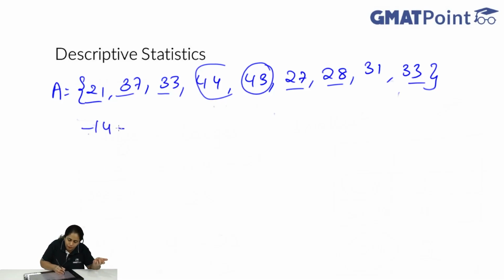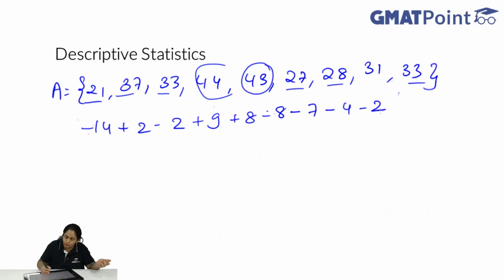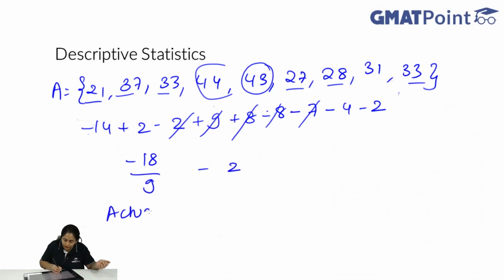So I'd say this is minus 14, plus 2, minus 2, plus 9, plus 8, minus 8, 35 plus 8, 35 minus 8. Minus 7, minus 4, minus 2. So over here, this will cancel with this. This cancels. So you have minus 14, minus 6, so that is minus 20. Minus 20 plus 2 is minus 18. So minus 18 is the divergence from 35, divided by 9, it is minus 2. So the actual mean would be 35 minus 2. So that would mean that the actual mean or actual average is 33.